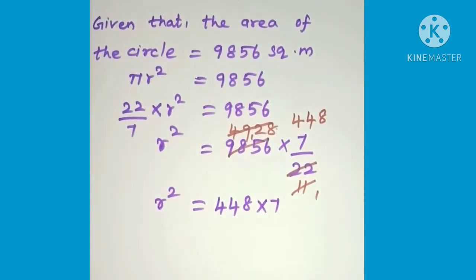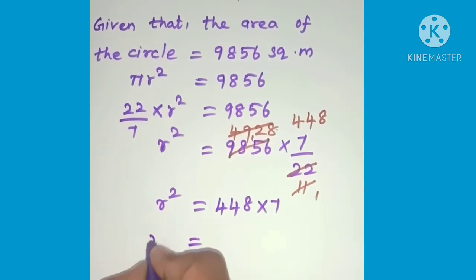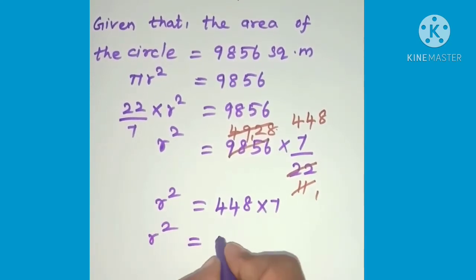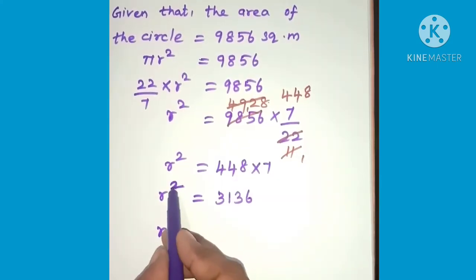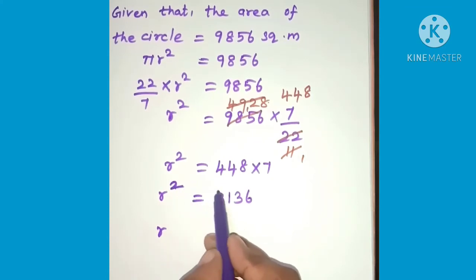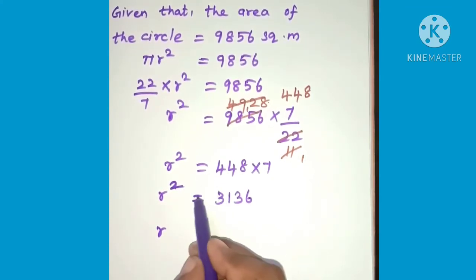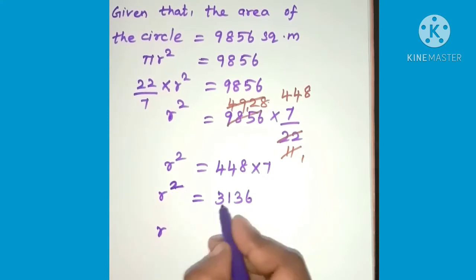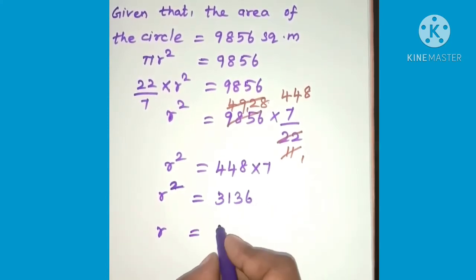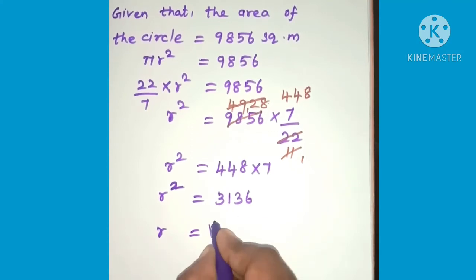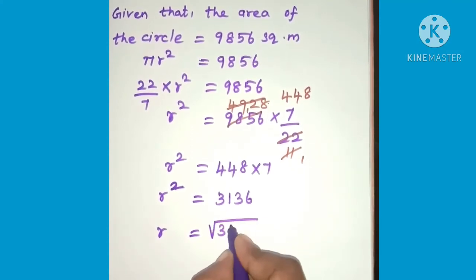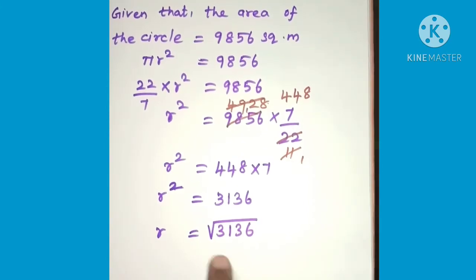So now students, we have to multiply these two values. We get 3136. Students, listen carefully. Square, when it crosses the equal to sign, becomes square root. Square becomes 1 by 2, that is, a square root on the other side. That is square root of 3136. Now we have to find the value of this.